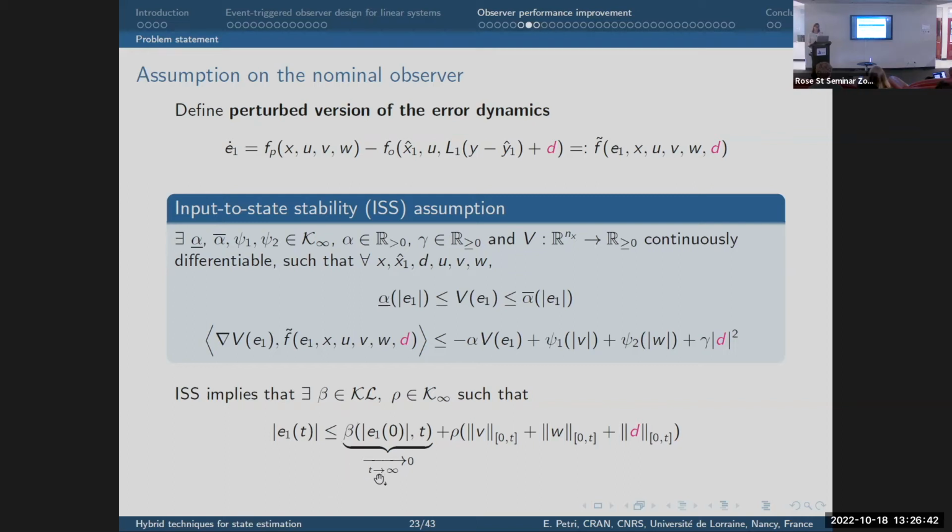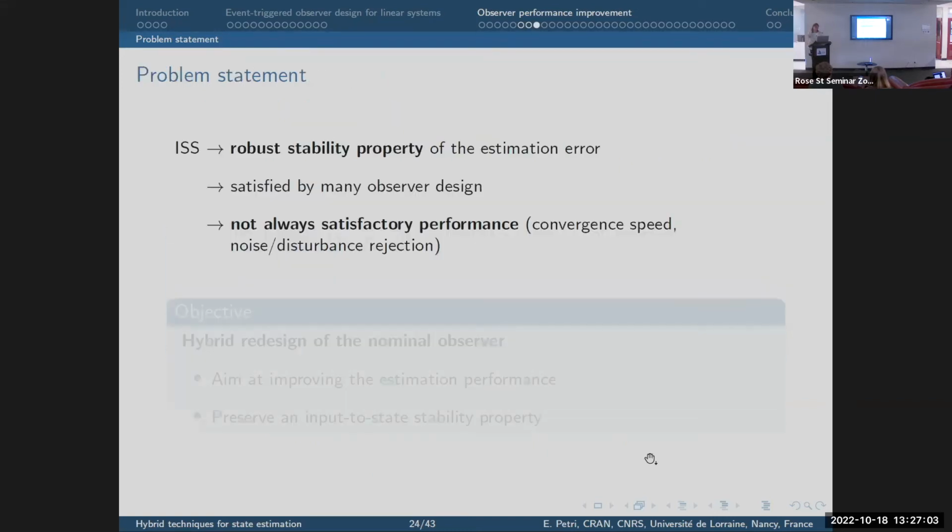Indeed, this first term here is a KL function that goes to 0 as the time goes to infinity. While this other term here represents the ultimate bound, so the size of the neighborhood of the origin where we will converge, and depends on this disturbance input B, measuring noise W, and the additional perturbation D. And this input to state stability property guarantees a robust stability property of the estimation error, and is satisfied by many observer design techniques in the literature.